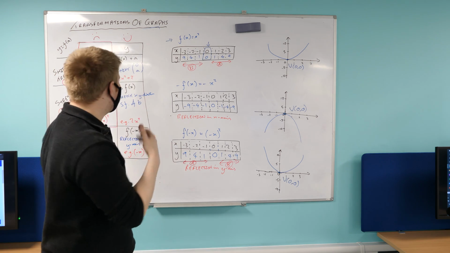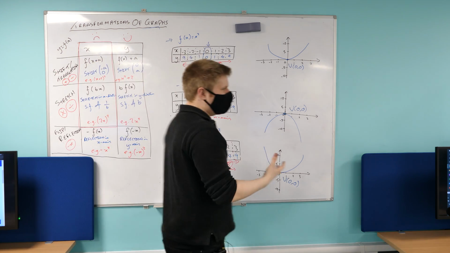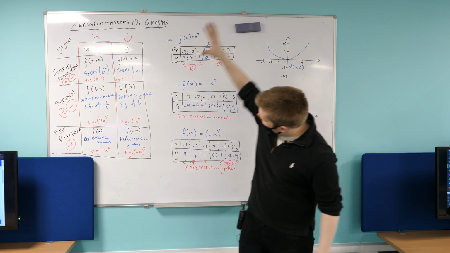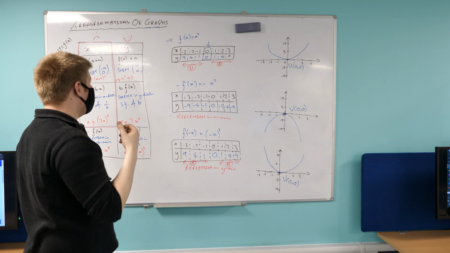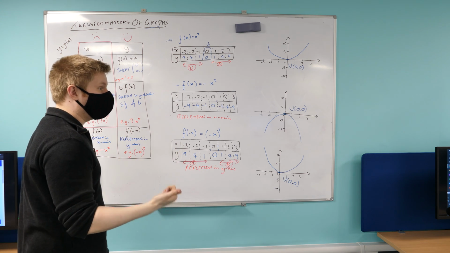Are there any questions? So I appreciate that's quite a lot of theory, but ultimately what it means is that you can just remember that table and the features of that table and how it all fits together, and transformations of graphs should be really easy. Yeah, if you just remember that table.